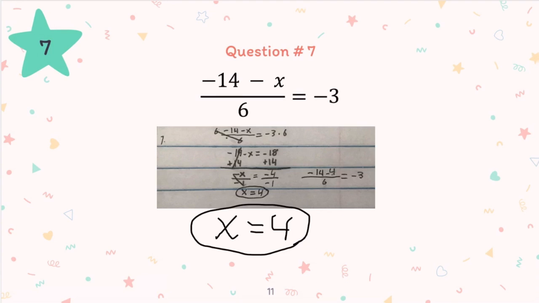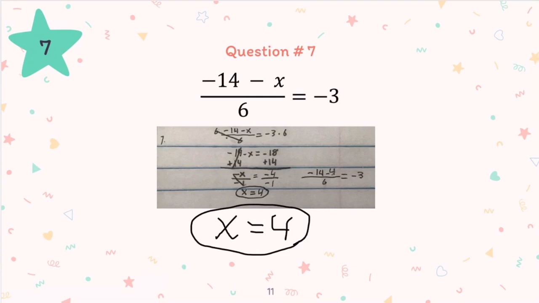For this problem, the equation is negative 14 minus x divided by 6 equals negative 3. Since we want the negative 14 minus x by itself, we have to get rid of the 6. So we multiply by 6, which the two numbers cancel each other out. And what we do on one side, we do on the other side. So now we do negative 3 times 6 equals negative 18. So now we know that negative 14 minus x equals negative 18.